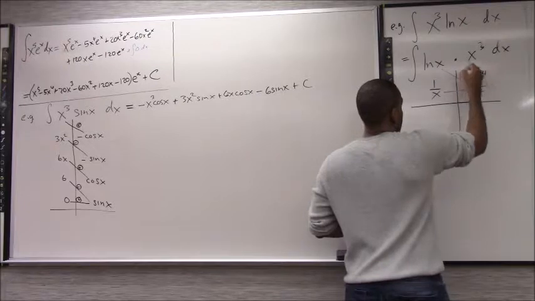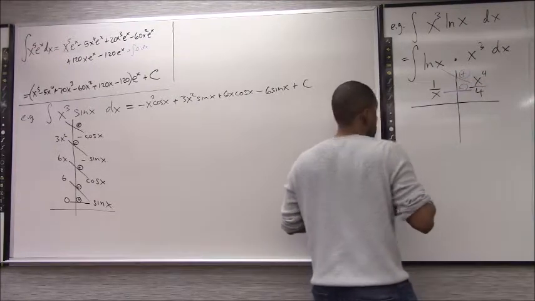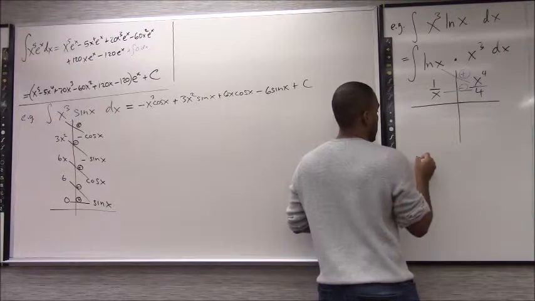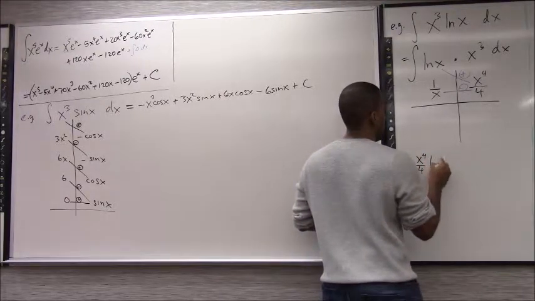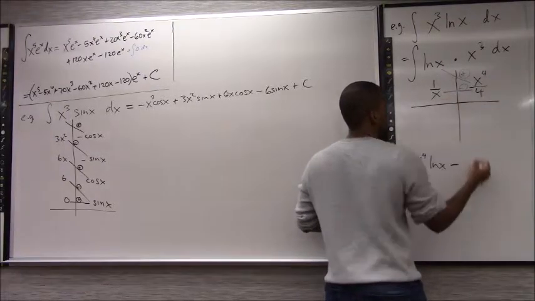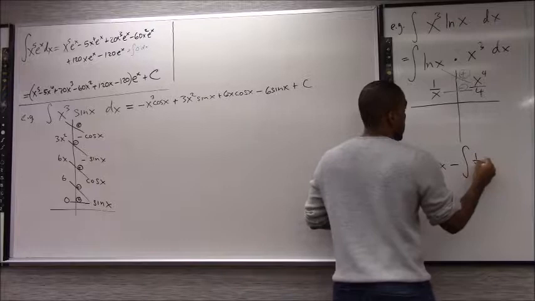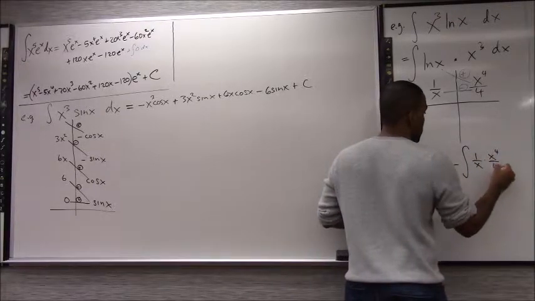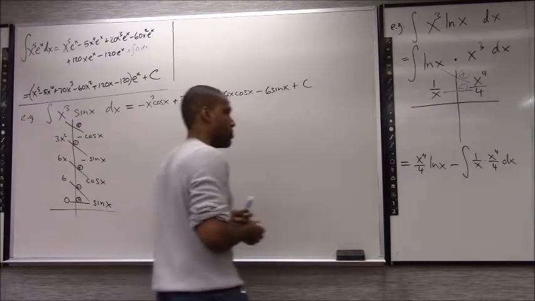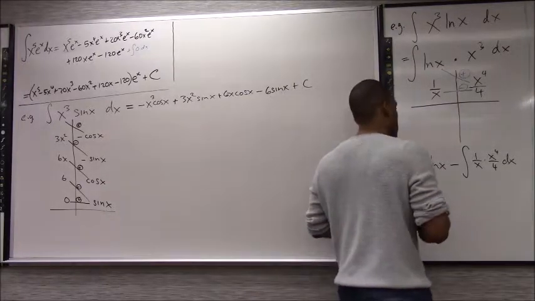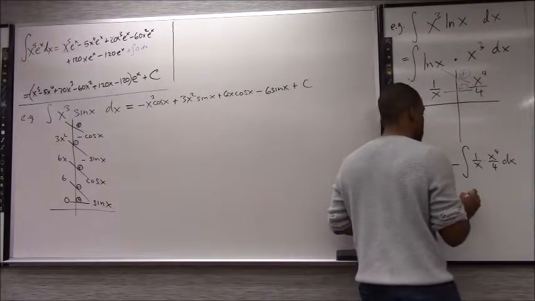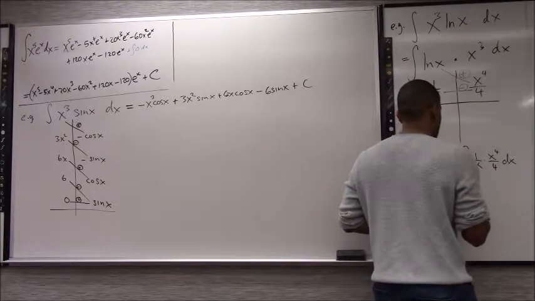That's going to be a plus sign, that's going to be a minus sign, and so this guy would be x to the 4th over 4 ln x minus, whenever you multiply straight across, you're taking an integral now. And this really falls directly right back into the integration by parts formula though. So that's x to the 4th over 4 ln x minus x cubed over 4.